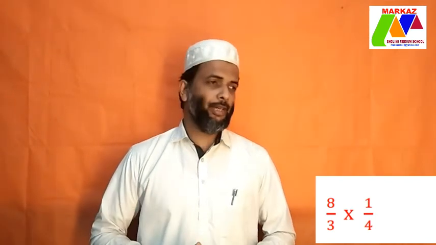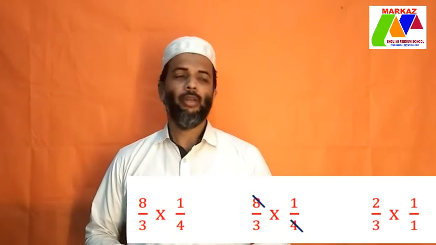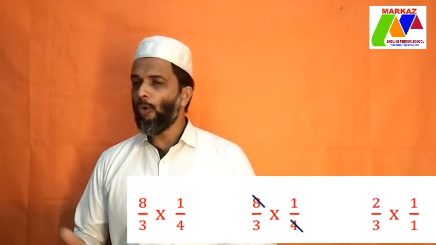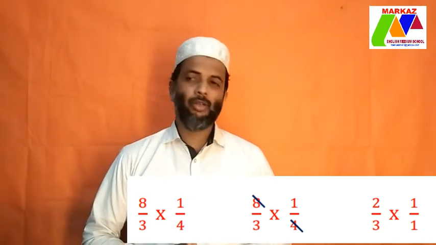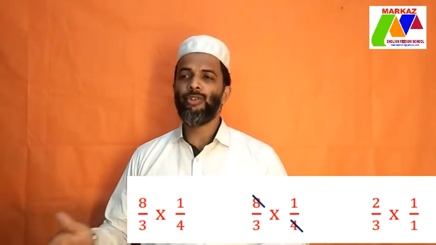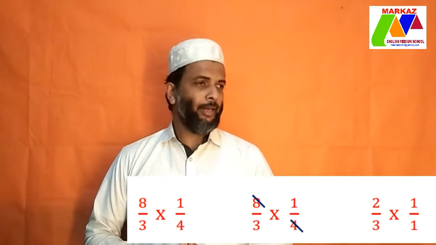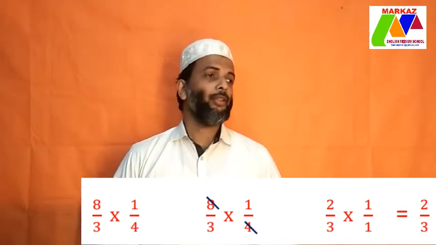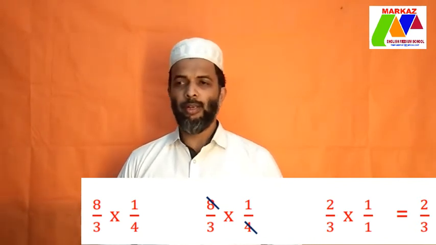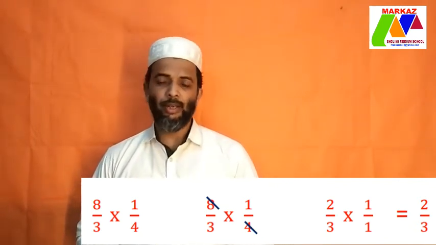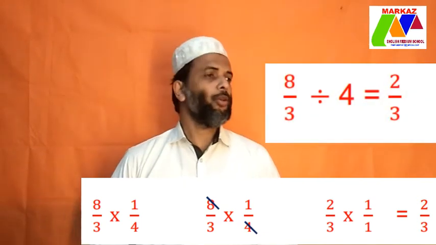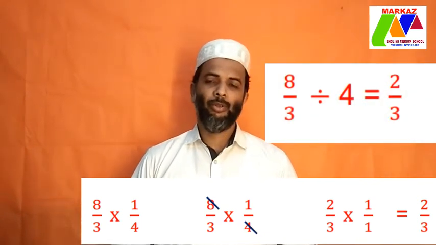How many 4s in 8? 2. So write 2 instead of 8. How many 4s in 4? 1. So write 1 instead of 4. Then multiply. 2 into 1 is equal to 2. 3 into 1 is equal to 3. So our answer, 8 by 3 divided by 4, is equal to 2 by 3. All of you clear?